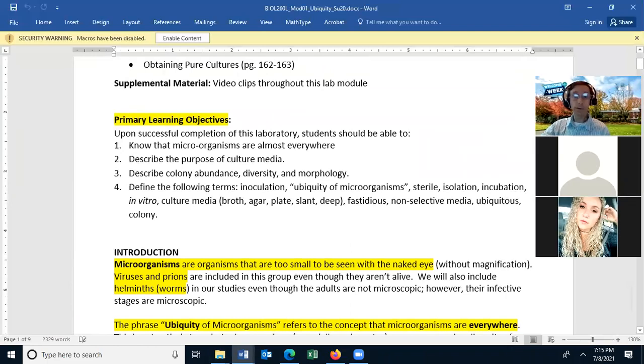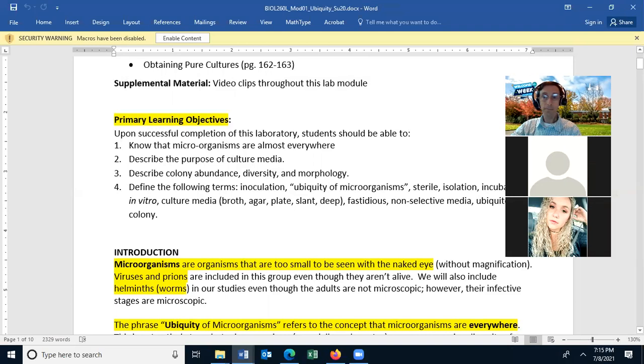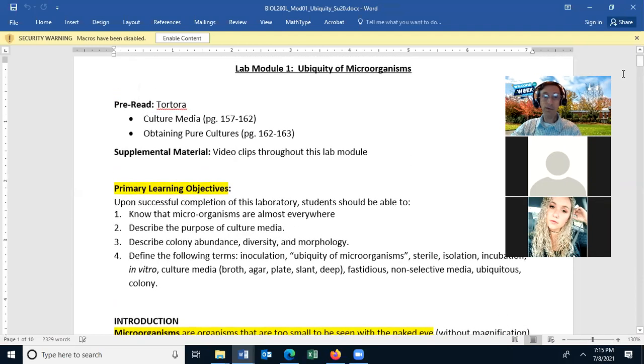All right, you should know the learning objectives. Know that microorganisms are almost everywhere. Describe the purpose of culture media. Describe what colony abundance is, colony diversity, and colony morphology. And then be able to define the terms. Any question about that? I suppose I should mention you should do some reading before you do the lab.